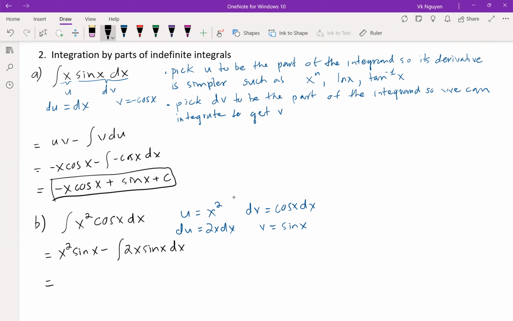Now we have the integral of 2x sine x dx. We again redo integration by parts. u is 2x, dv is sine x dx, du is 2 dx, and v is negative cosine x.